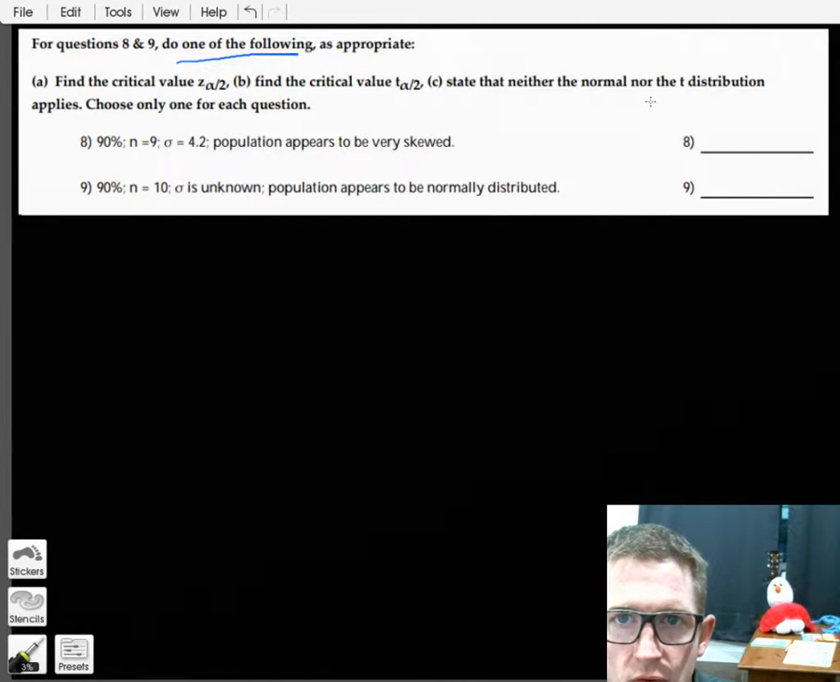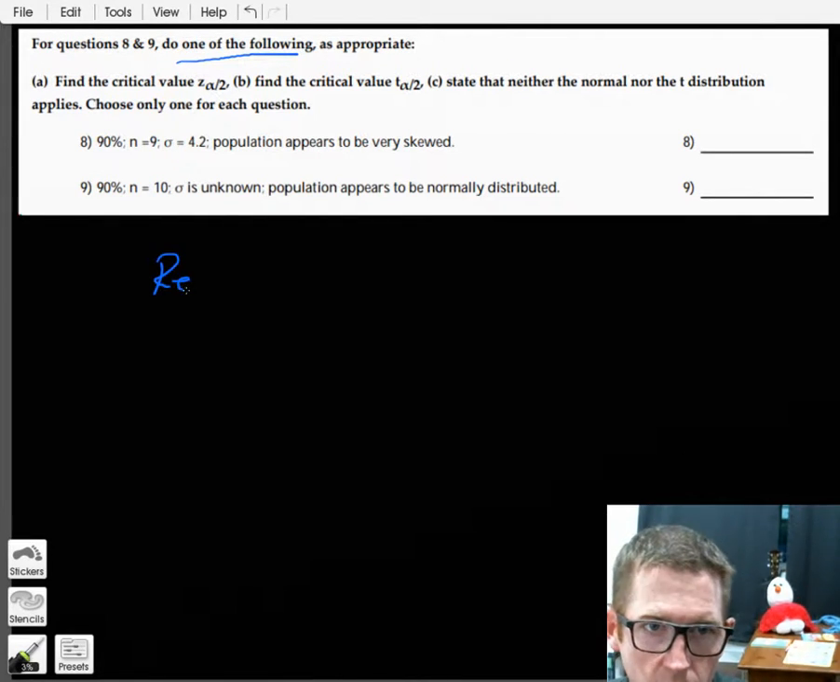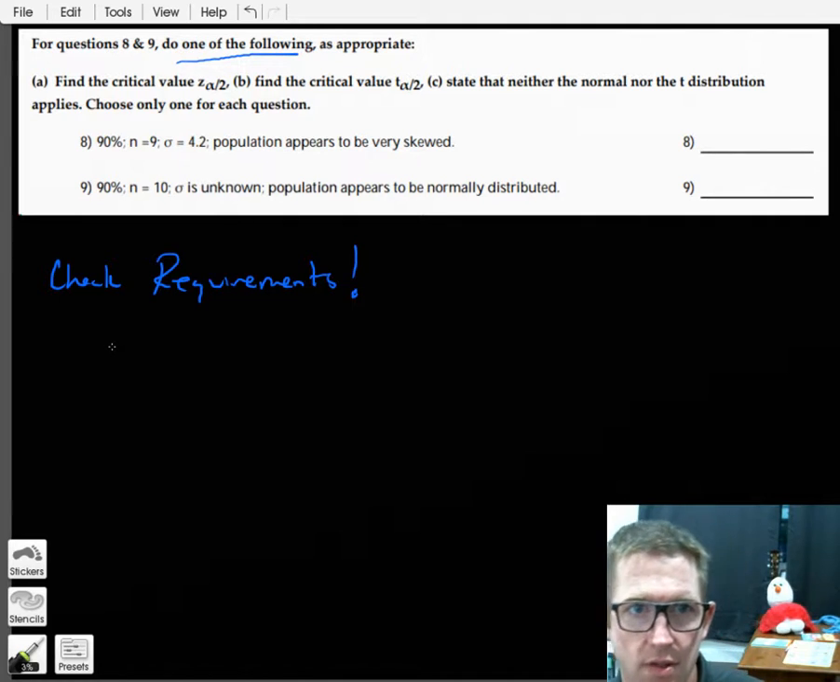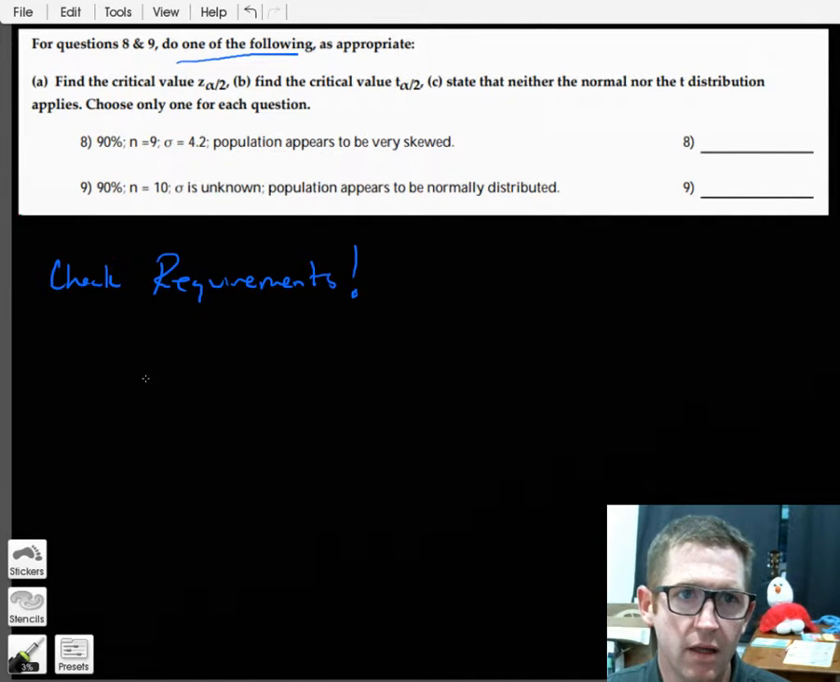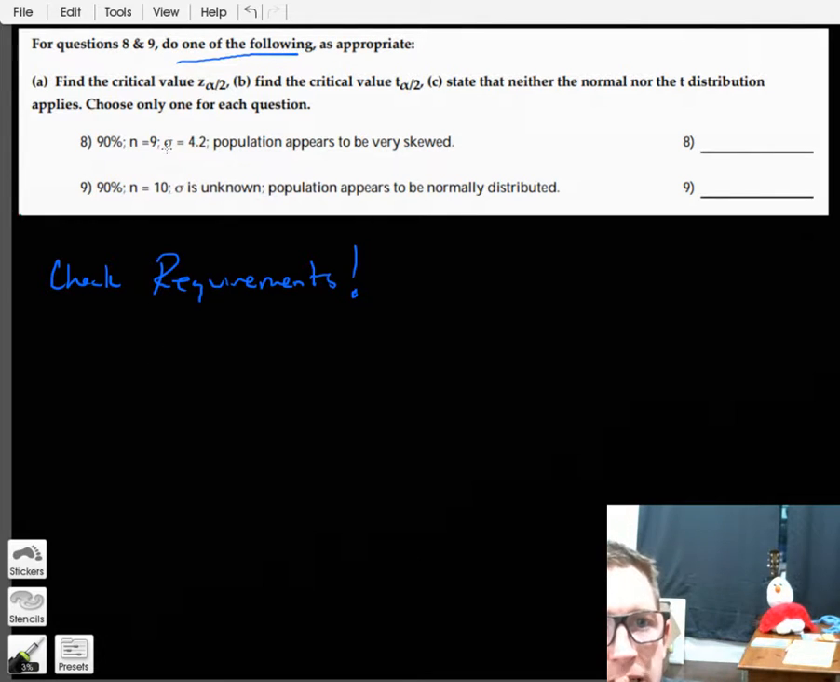All right, so do one of the following, or state that neither normal nor the t-distribution apply. So basically this is you checking your requirements for distributions. So for number 8, you're doing a 90% confidence interval.